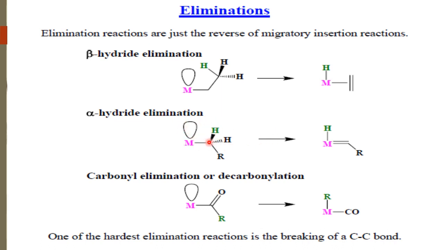Similarly, carbonyl elimination or decarbonylation, so here also a CO group is formed, and R is linking to the metal atom. Okay, so this is one of the hardest elimination reactions, with breaking of the C-C bond. Okay, these are the pure reactions which are involved in the preparation of sigma bonds in organometallic compounds. Keep on listening.